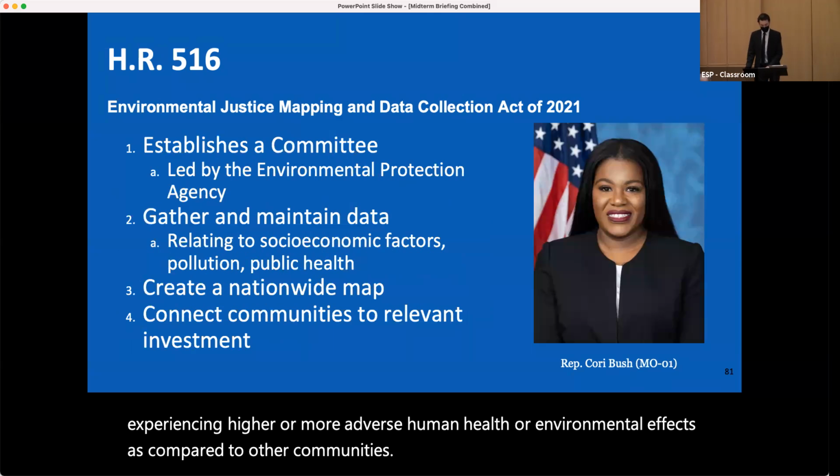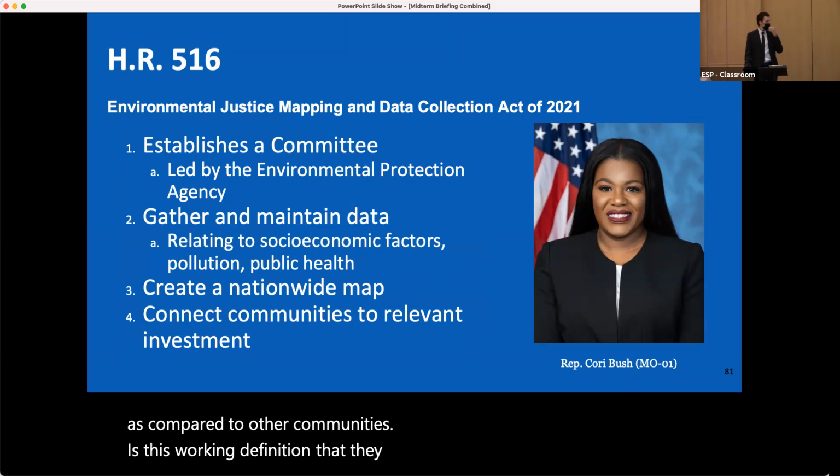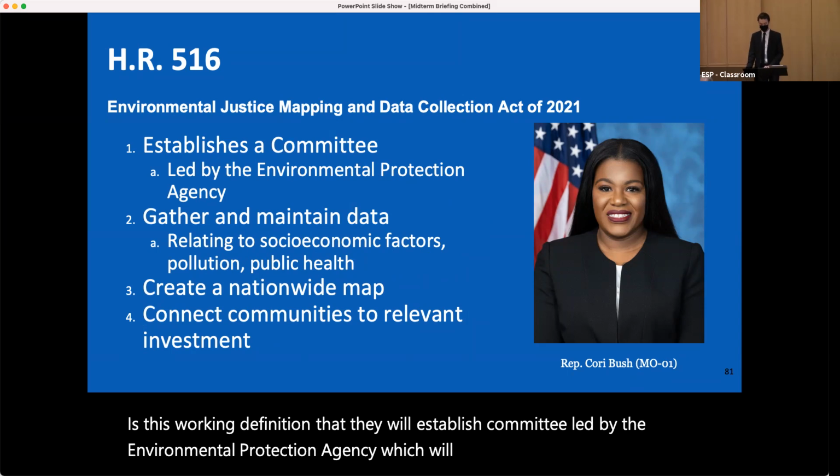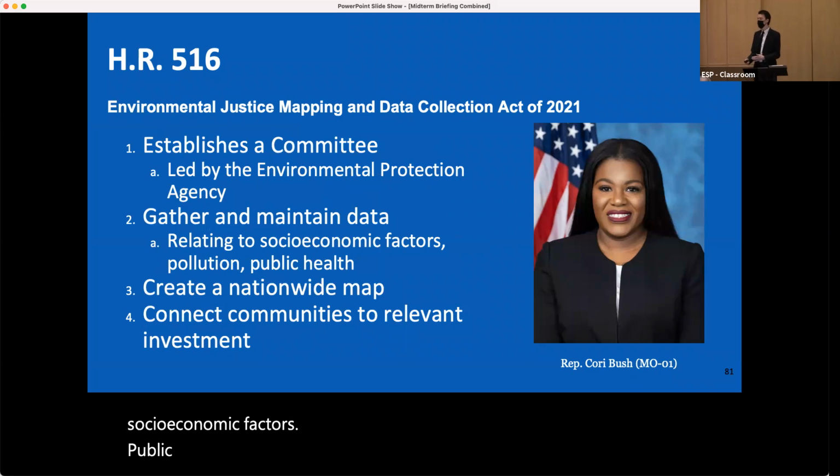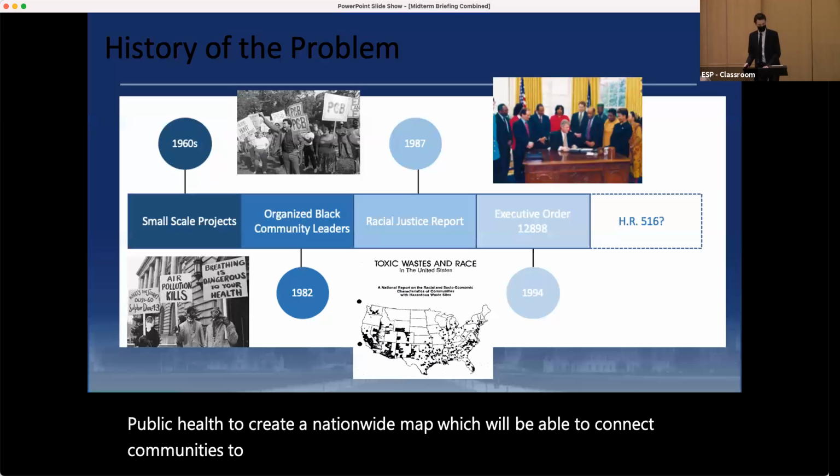With this working definition, the bill will establish a committee led by the Environmental Protection Agency, which will gather and maintain data relating to socioeconomic factors, pollution and public health, to create a nationwide map which will be able to connect communities to relevant investments.